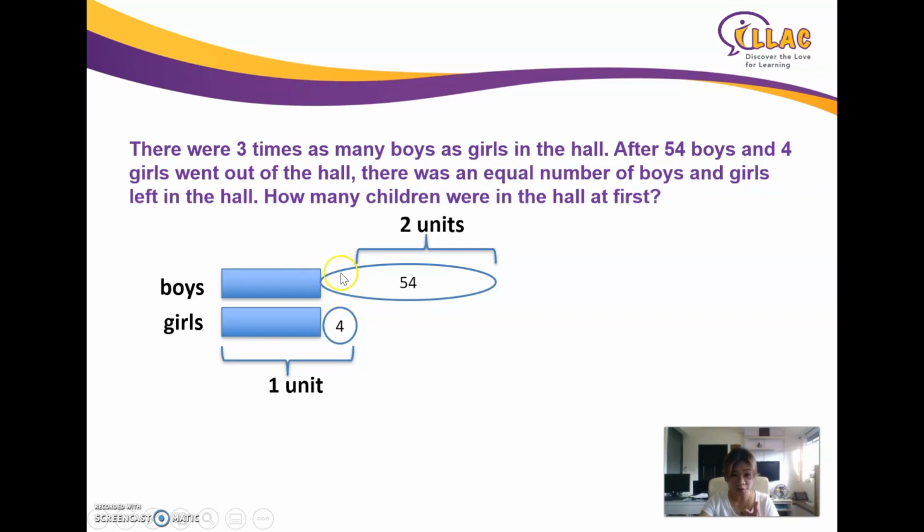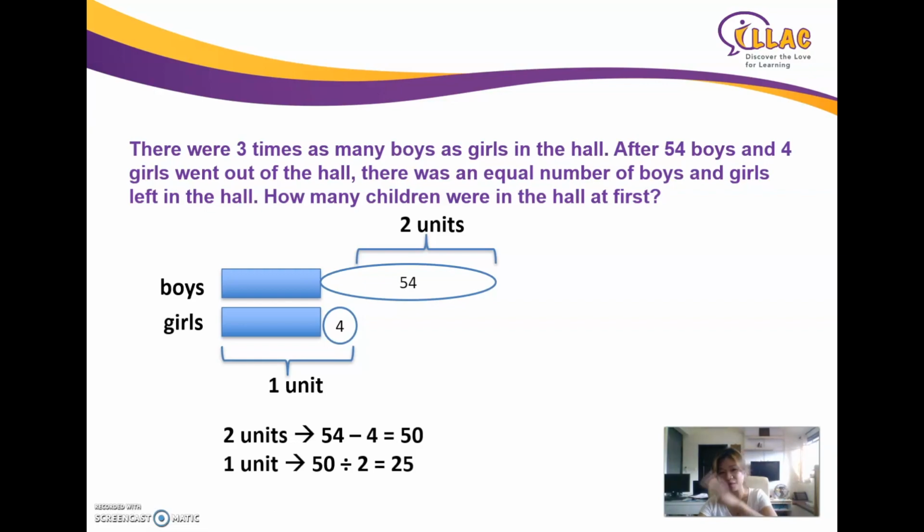And if this is 4 and this whole thing is 54, cutting from here is 2 units. Therefore, in order to find 2 units, all I need to do is use 54 minus away this 4 in order to get 50. So therefore, 2 units is 50. And after you find 2 units equal to something, 3 units equal to something, 4 units equal to something, always the next step is 1 unit. So 50 divided by 2 is 25.